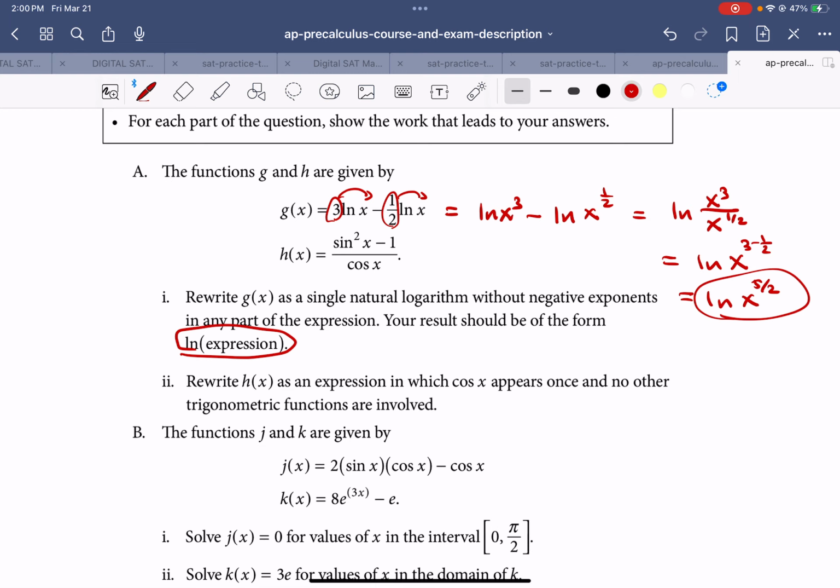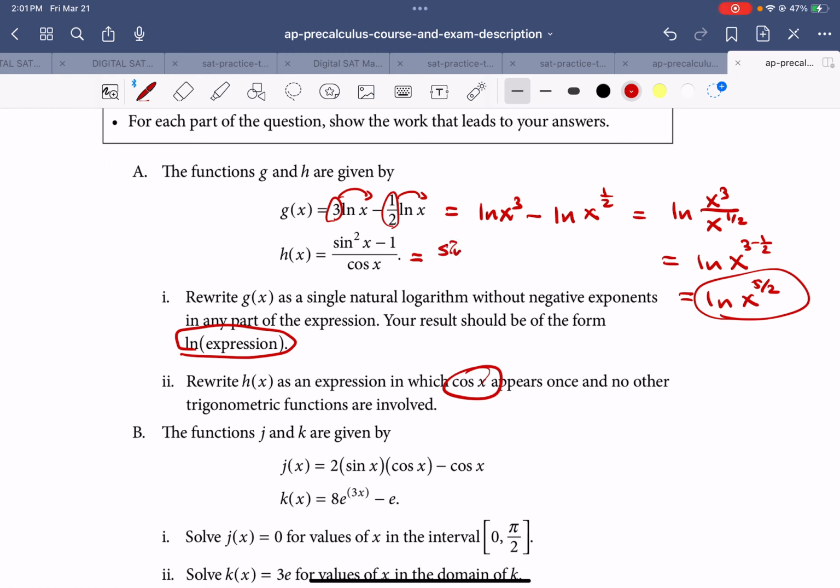Now the second one: rewrite h of x as an expression where cosine x appears once and no other trigonometric functions are involved. Okay, let's just simplify this one. You have sine squared on the top minus 1, and the bottom is cosine x. So how are you going to change it, right?